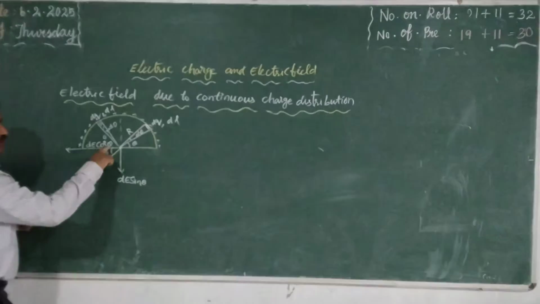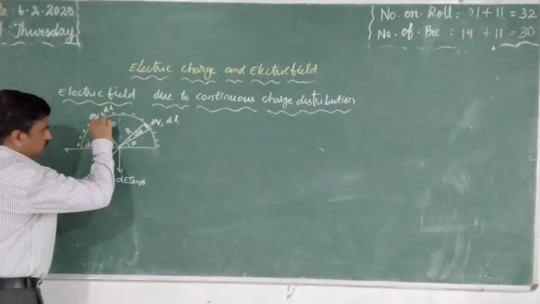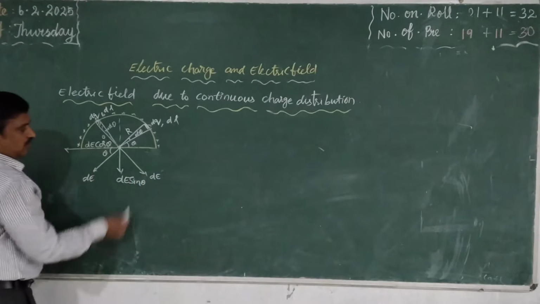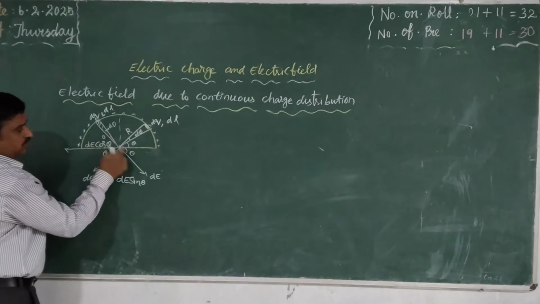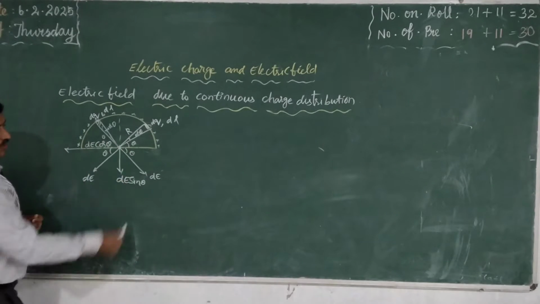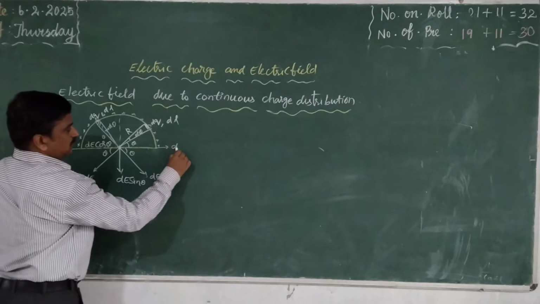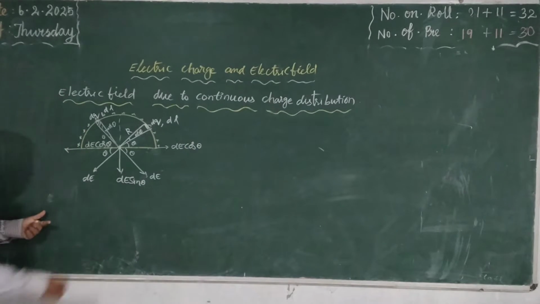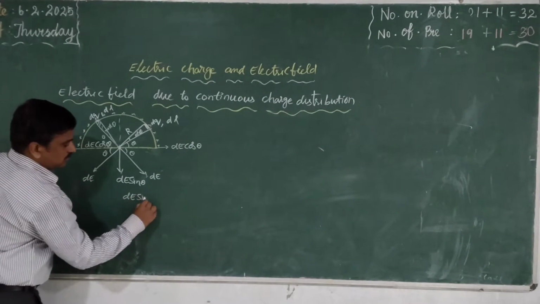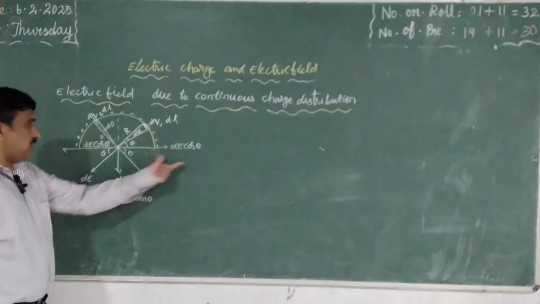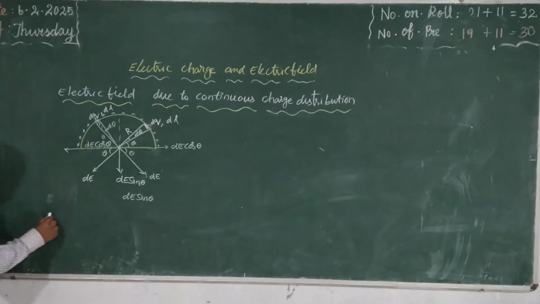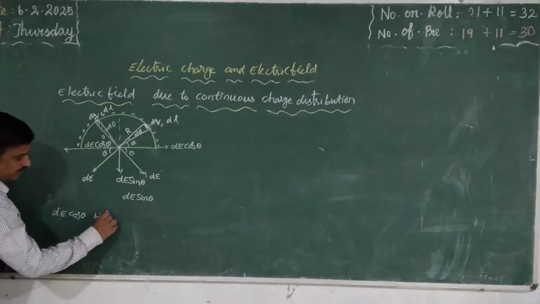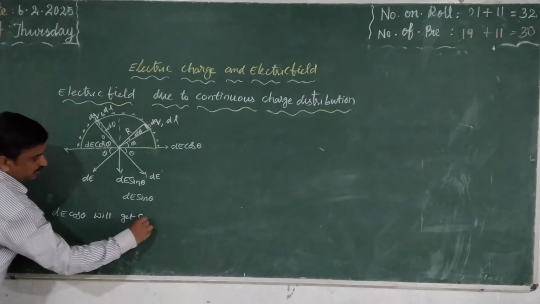See this angle theta, due to this charge dq, the electric field is dE, and it makes some angle theta. This angle is also theta, by vertically opposite angles. So it has two components: dE cos theta in this direction, since cos is the adjacent side, and dE sin theta, since sin is the opposite. Here the dE cos theta components will get cancelled.